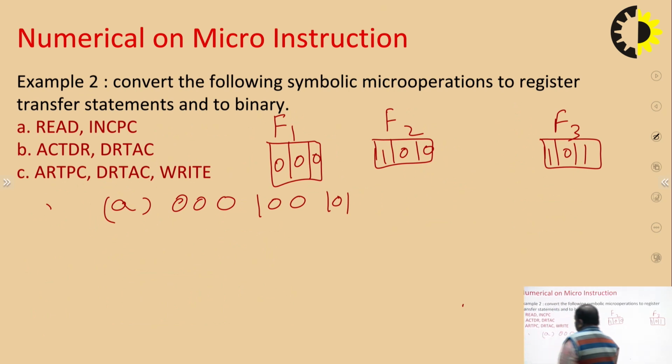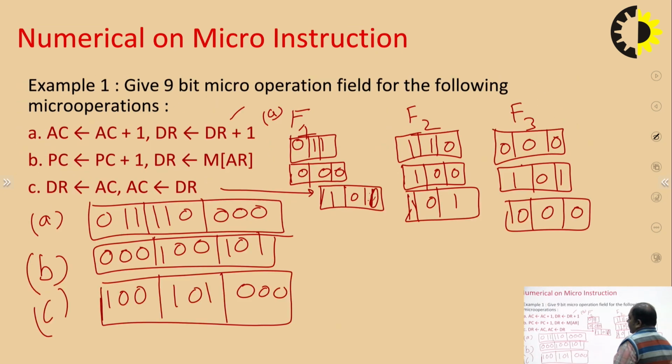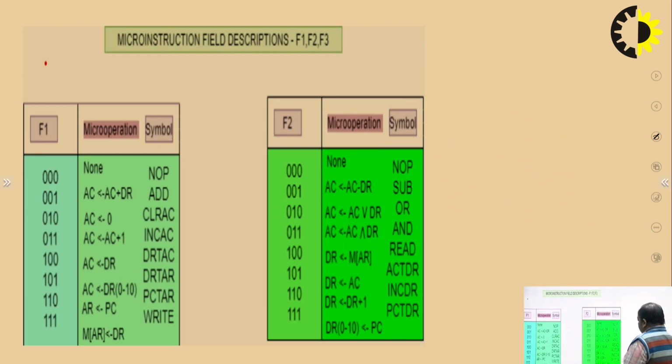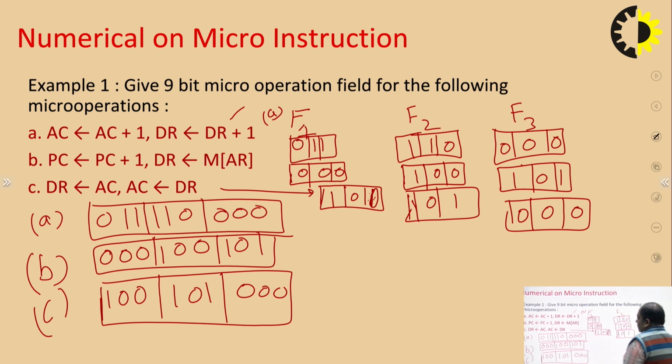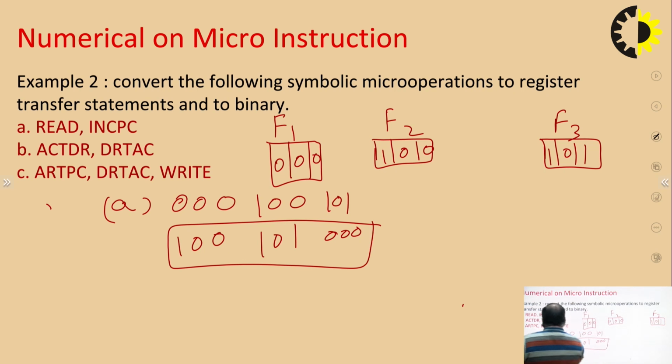Okay. If we come to problem B, data register to accumulator is 101. And accumulator to data register is 101 in F2, and data register to accumulator is 100 in F1. So we write 100, 101, 000. This is the 9-bit field for the B part.